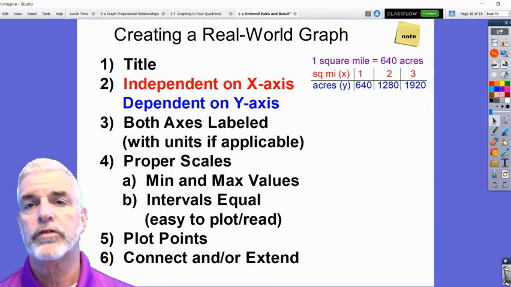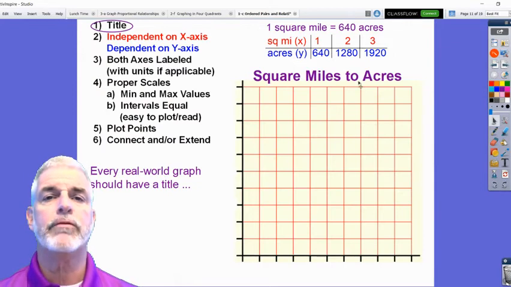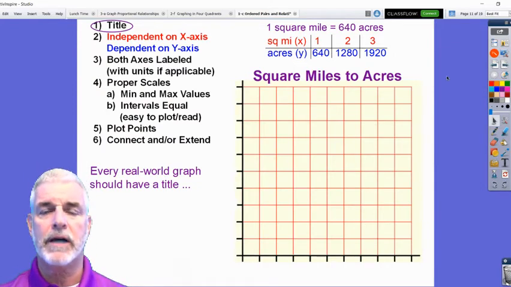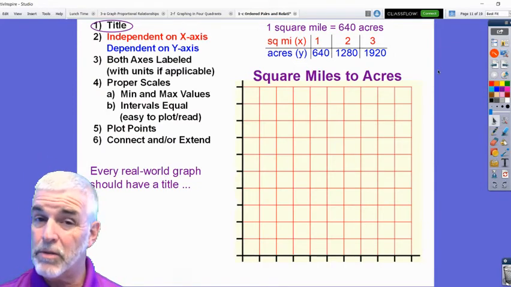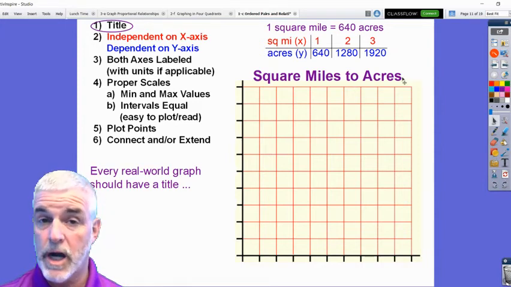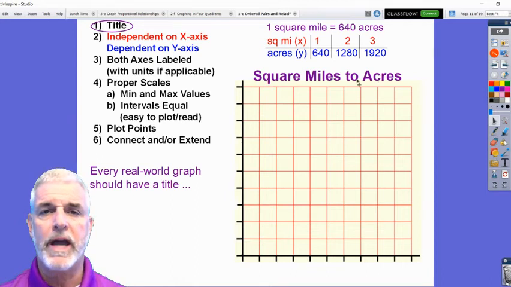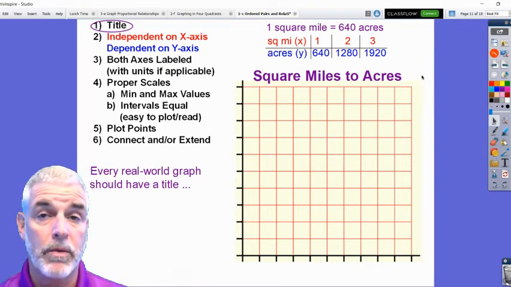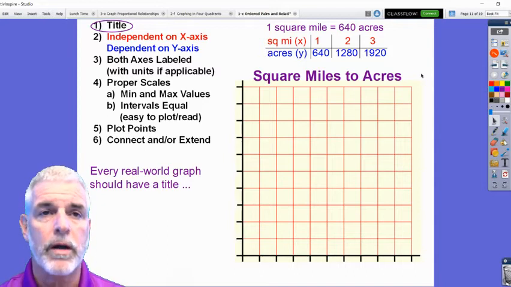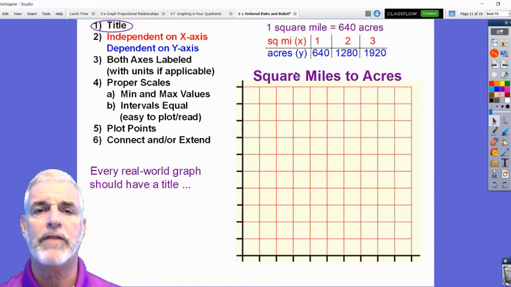All right. So we're going to start with a rule here that every real-world graph must have a title. The book is not good at this. The book leaves the title out a lot and gets a Mr. Yuck, okay? So square miles to acres is what I am labeling this. It doesn't have to be a fancy title, just something to tell you what this graph is describing, or okay, what you're using it for. Okay, so that's every graph has a title.